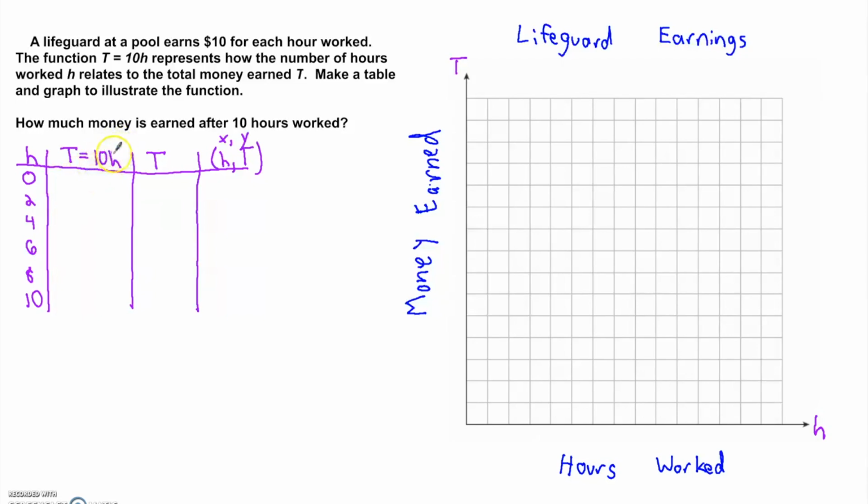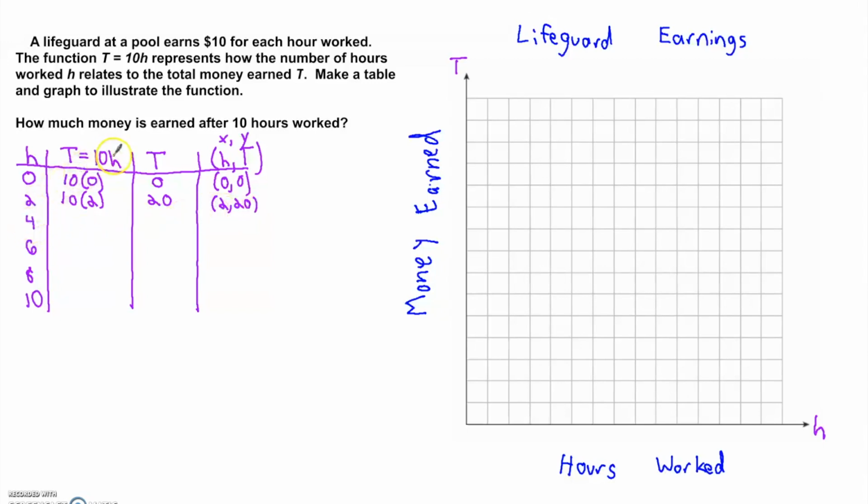Then our work says that we should be following the rule 10 times H to get out T. So I'm going to do 10 times my input of 0, and that will get me out a T value of 0, and that's the point 0, 0. Then my next input is going to be 2. So I'll do the rule, which is 10 times 2, which is 20, and that's the point 2, 20. So this is how we're going to end up graphing it on our coordinate plane to the right over there.